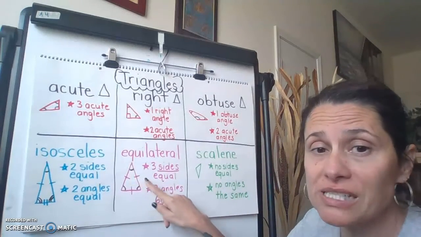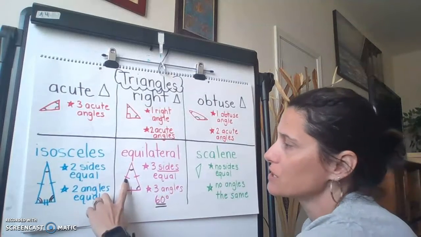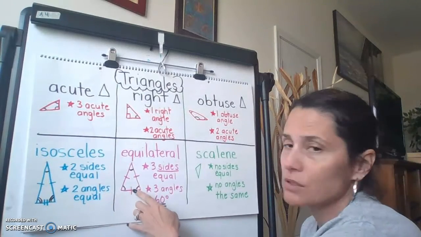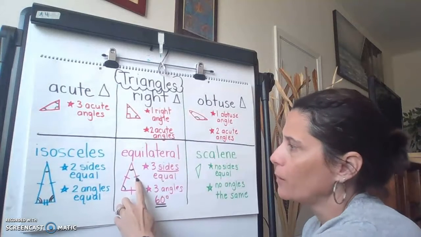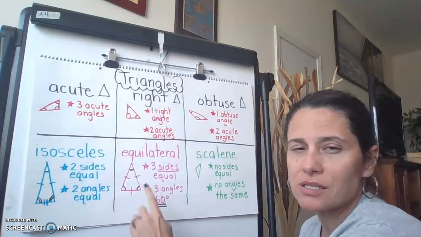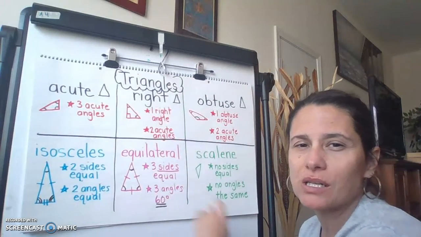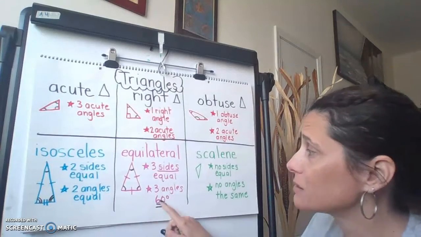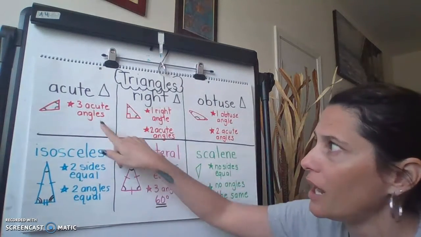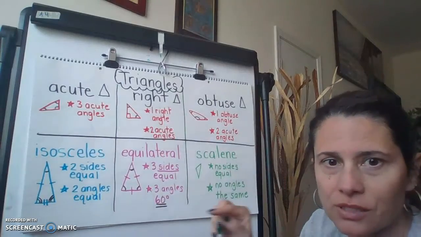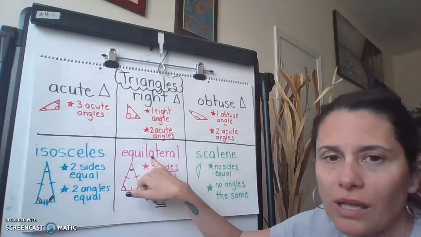So if every side is the same length, and remember to show the same length, we use that mark. If it's 2 lines, that means it's a different length. So when you see all 3 sides are the same length, that means this is an equilateral triangle. It's also an acute triangle because all 3 angles are acute angles. So this is an acute equilateral triangle.